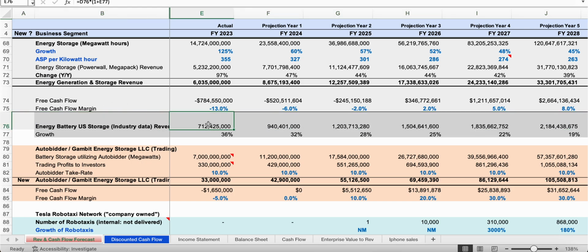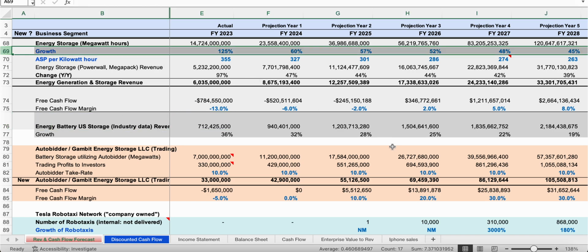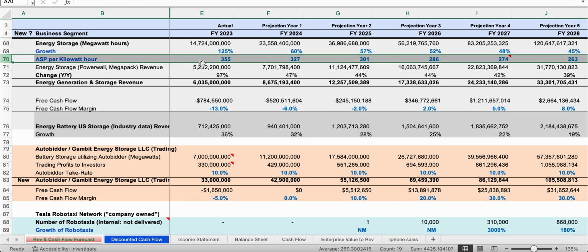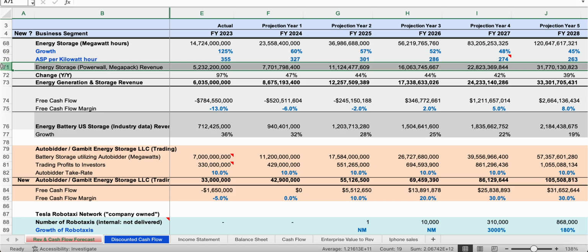And let's say you don't want to look at that. You're just looking at Tesla's. Well, Tesla's energy storage business grew 125% in terms of megawatt hours. So this is real, actual growth. And then I've got average selling prices per kilowatt hour declining due to new technology, because technology is deflationary, as you should know. And then you could see the energy storage revenues right here.